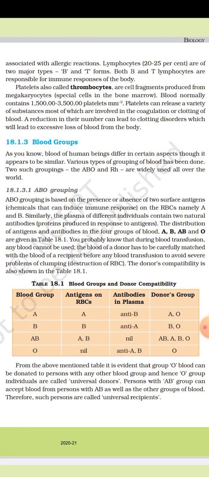Similarly, the plasma of different individuals contains two natural antibodies, proteins produced in response to antigens. The distribution of antigens and antibodies in the four groups of blood, A, B, AB and O, is given in the table.